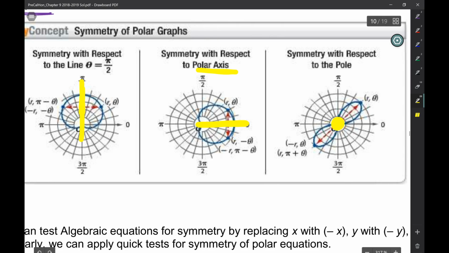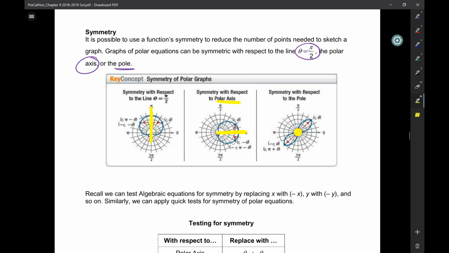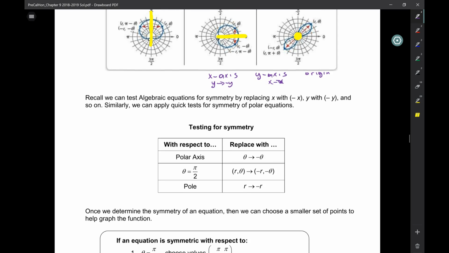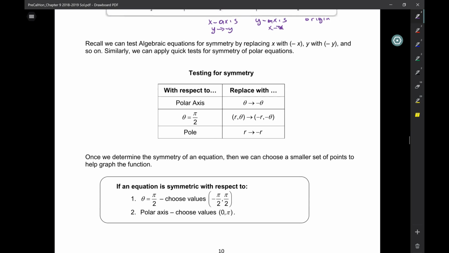Okay. So remember with rectangular functions, there was a test we would do: x-axis, y-axis, origin. And remember for the x-axis, we replaced y with negative y. You remember? X with negative x, and see if you get the original function back. Same thing here. This is the test for symmetry. So if you want to test for symmetry with respect to the polar axis, you plug in negative theta for theta and see if you get the same function back. Theta equals pi over 2, negative r, negative theta, and the pole, r to negative r. Okay?